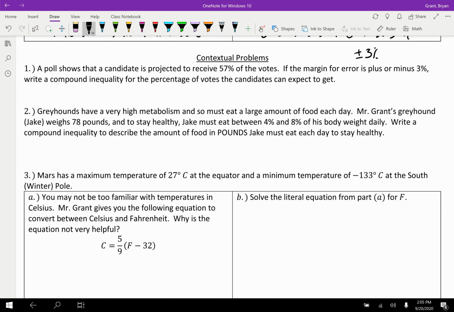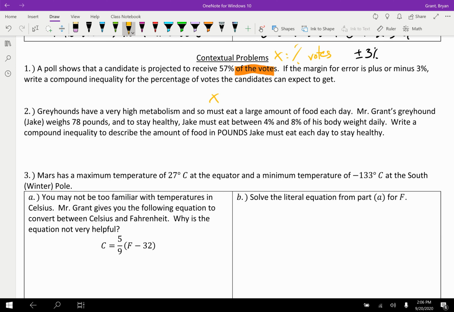Well, what that means is you take the number that's projected, 57%, and say we think they're going to receive 57% of the votes, but we could be off by an amount. They could receive at most 3% more than that, and at least they could receive 3% less than that. We're 100% confident that'll happen. Well, how do we show that? Let's go ahead and define how many votes the candidate actually receives in terms of a percent. So the votes we don't actually know. We're just going to call that x. We're going to say x is going to be the percent of votes that they actually receive.